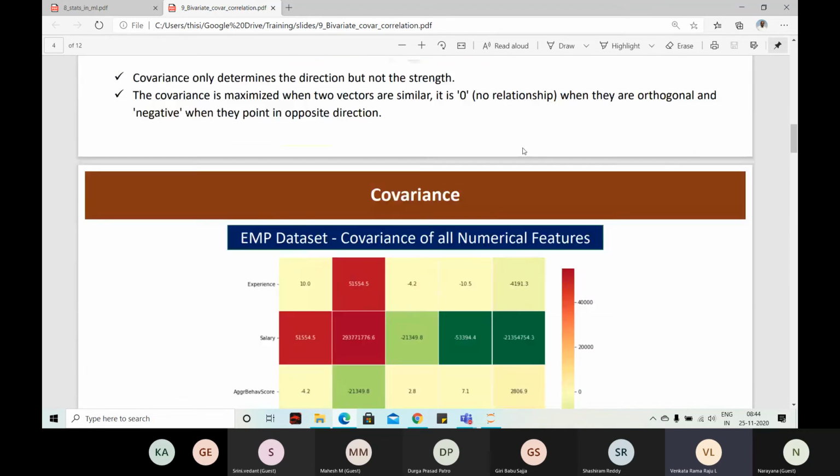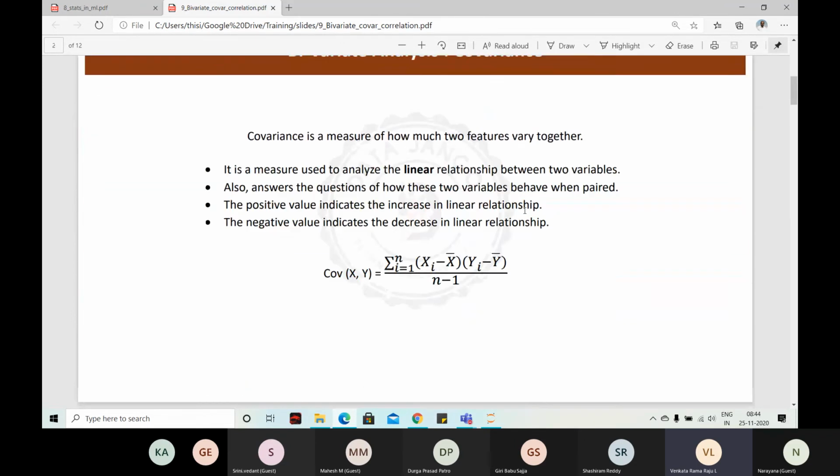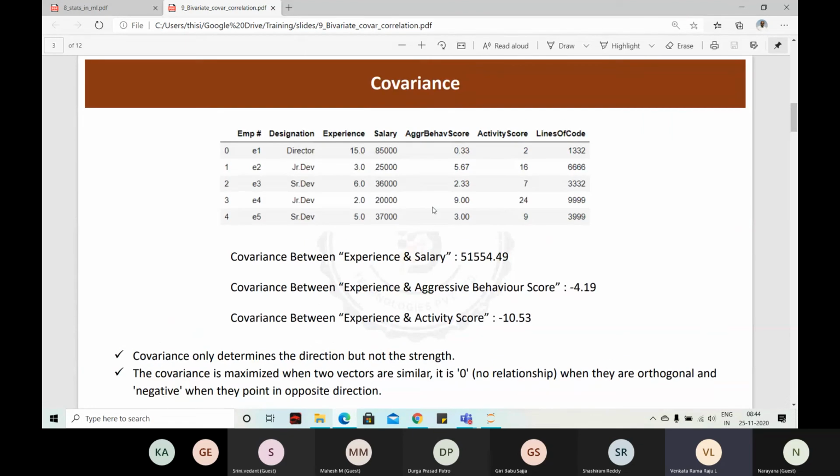What we are doing in this formula is x minus x bar divided by standard deviation of x, and y minus y bar divided by standard deviation of y. When you standardize, it is called normalization. Let us take an example here. Suppose I have taken the maximum from the experience. Now, maximum is 15. I take the maximum from the experience and divide all the values in the experience column.